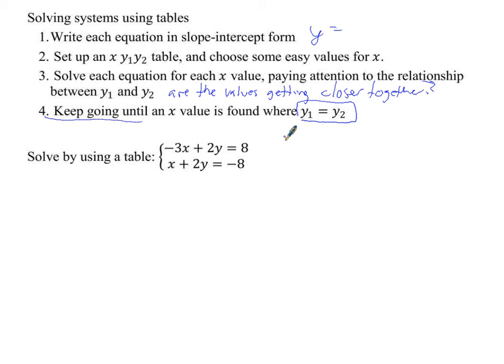So solve by using a table. I'm going to write each equation in slope-intercept form. So again, I add 3x to both sides, and then I'll divide both sides by 2, and I get y equals 3 halves x plus 4. My second equation, I solve for y, subtracting x from both sides and then dividing both sides by 2, and I get y equals negative 1/2 x minus 4.